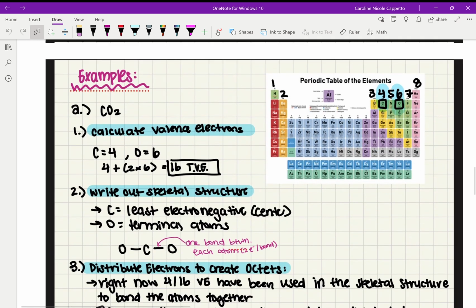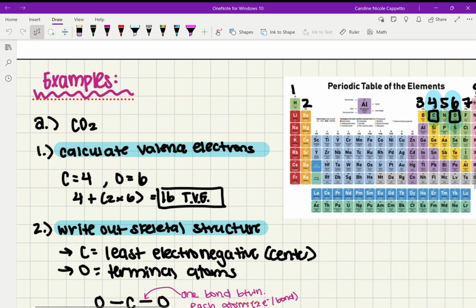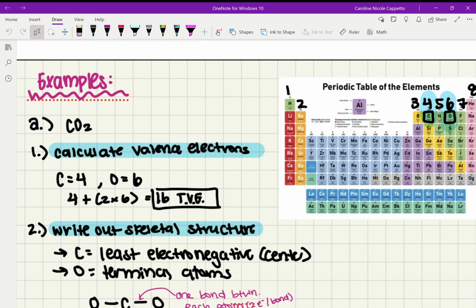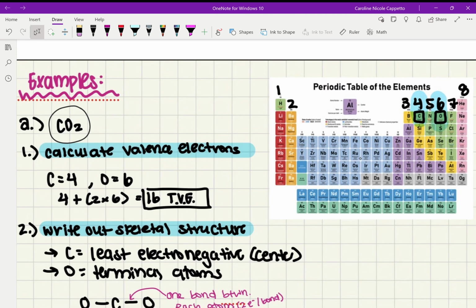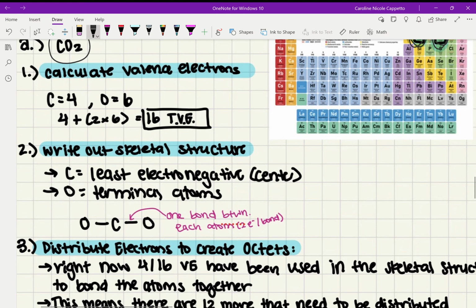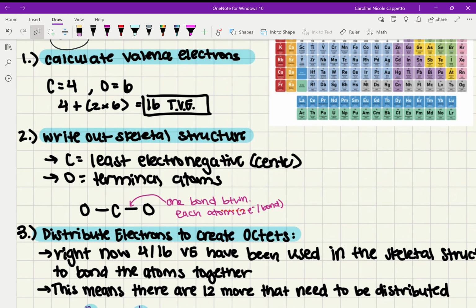Okay, so first example. We're going to calculate the valence electrons first, and we're working with CO2, carbon dioxide. So first, to find the total number of valence electrons, we see that carbon has 4 here, and oxygen has 6, and so 4, since there's only one carbon, plus 2 times 6, which is 12, is 16 total valence electrons. Now we go to write out the skeletal structure of CO2.